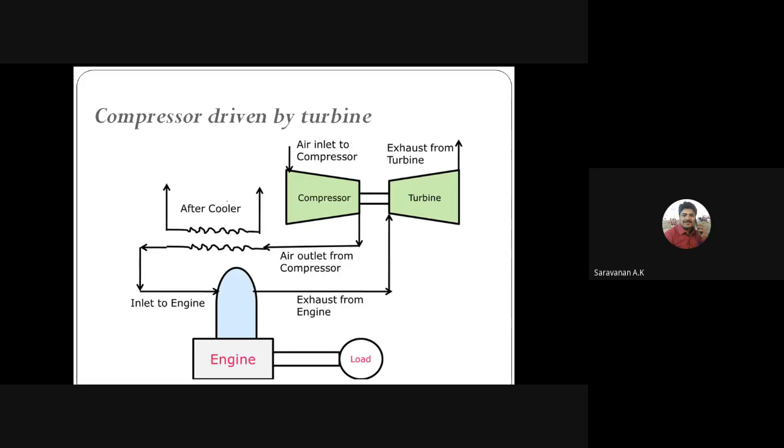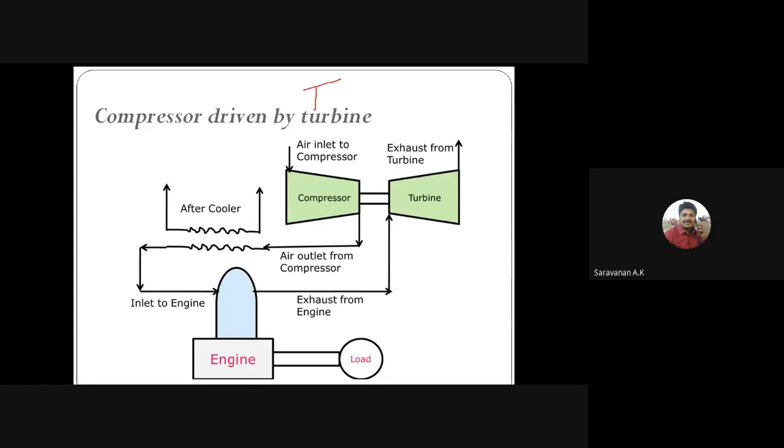While the turbine rotates, it will develop the power that is input to the compressor. In this case, the engine output is not utilized to drive the compressor or supercharger, so there is no mechanical connection between the engine and the supercharger. But here we can see the connection between the turbine and the compressor. This type of supercharger is called a turbo supercharger.